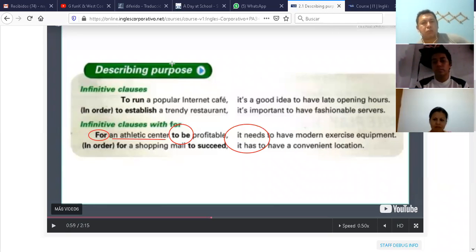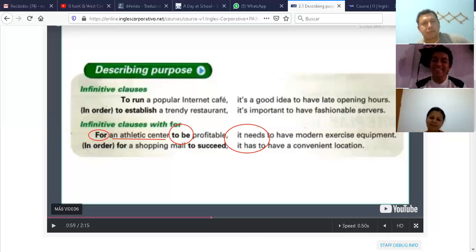So, in this case, with the structure with for, instead of using a verb, we must use a noun. For an athletic center to be profitable. Profitable, que de pisto. Profit es una ganancia. So we go profitable. Like this. For a restaurant. For my girlfriend to be happy, I must make some really good dinner, kiss her a lot, better car. Entonces, ¿para qué? Mi señora, tal cosa. Necesito tal cosa. Y puede ser, with this one, I need to be faithful también.